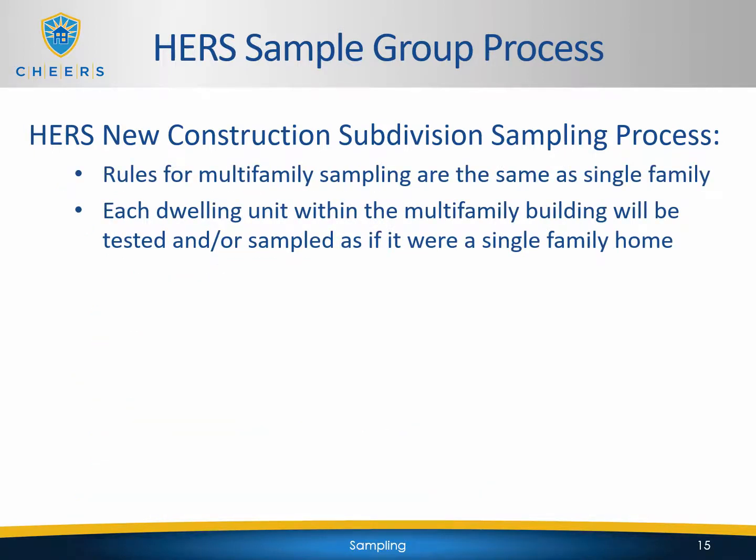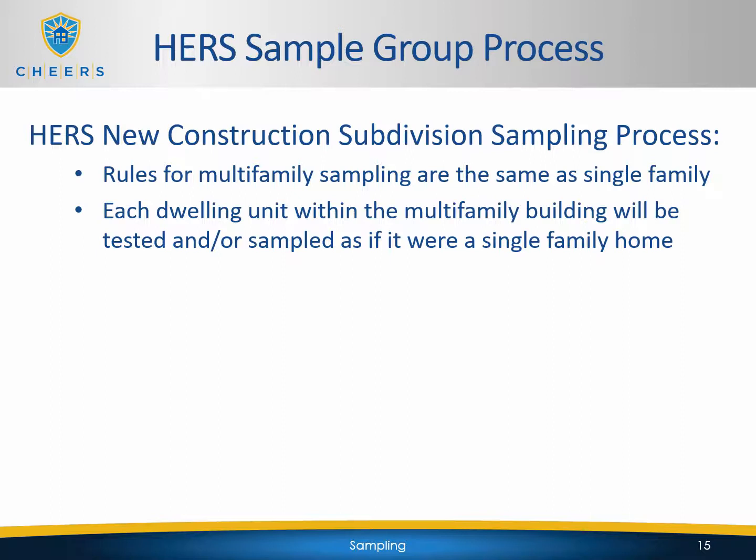So far we've been talking about just single family construction, so individual homes built within a subdivision. But sampling is available for multifamily projects as well. So the rules for multifamily sampling are the same as single family. We're just going to define what is a dwelling unit within the multifamily structure. On the single family side, one house or one home is one dwelling unit, and for your sampling, it's either 5 or 7 as your maximum number of homes or dwelling units that can be put into those sample groups.